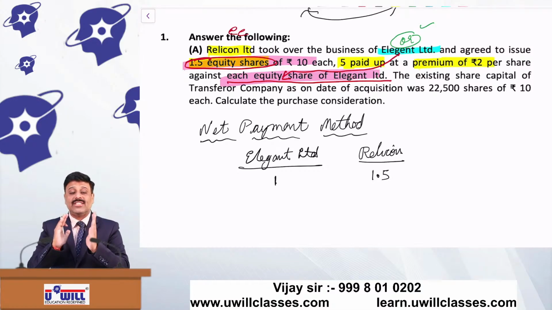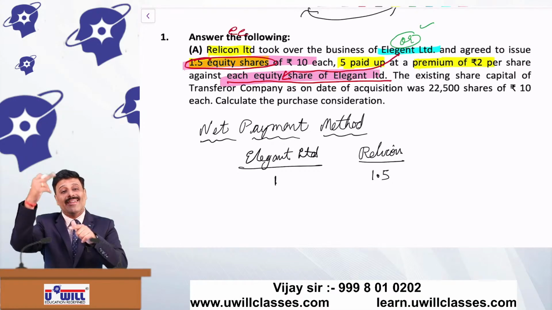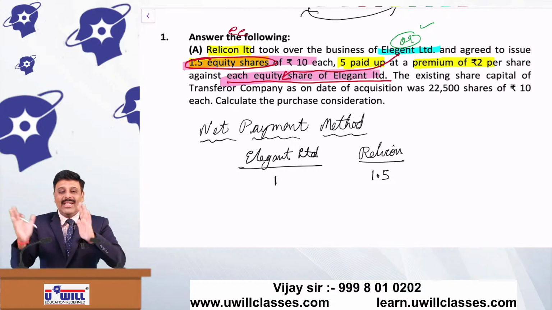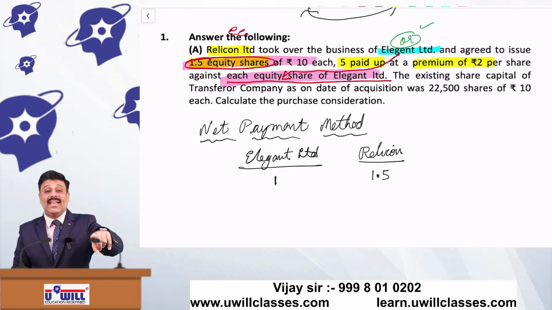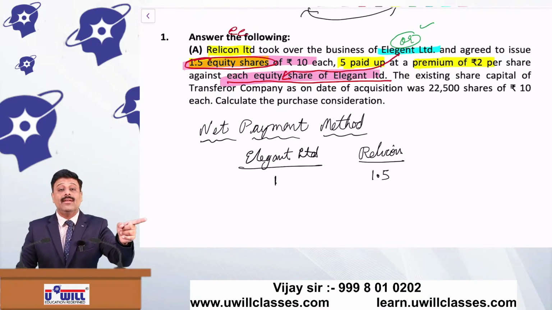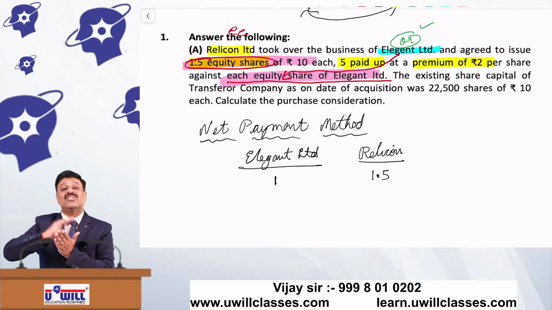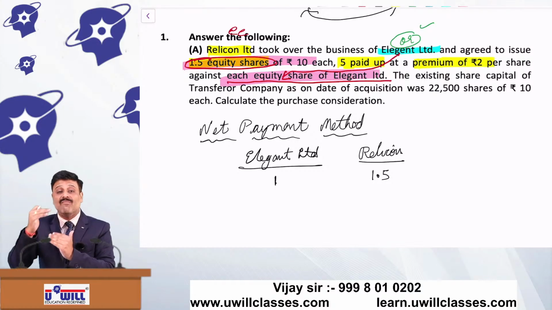This is the ratio of exchange. And how is this ratio obtained? By the intrinsic value method, I told you. How do they decide that for one share of Elegant, 1.5 of Relicon must be given? Maybe the intrinsic value of Elegant shares is more, so that's why they have to receive more in terms of value.